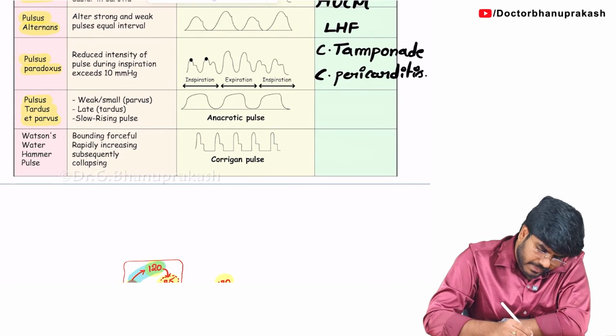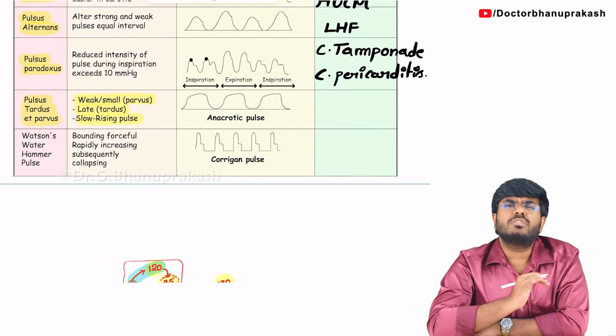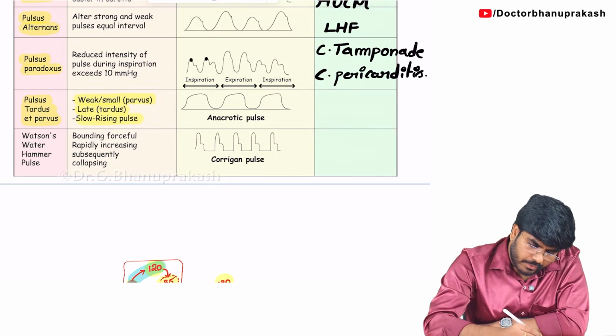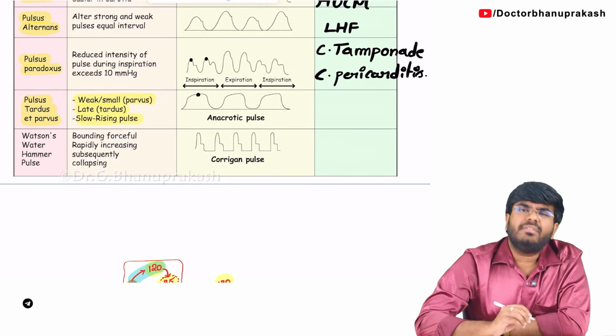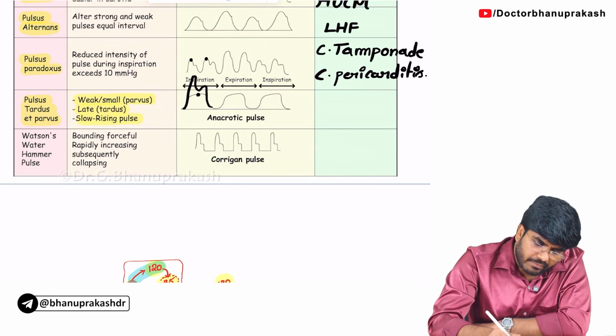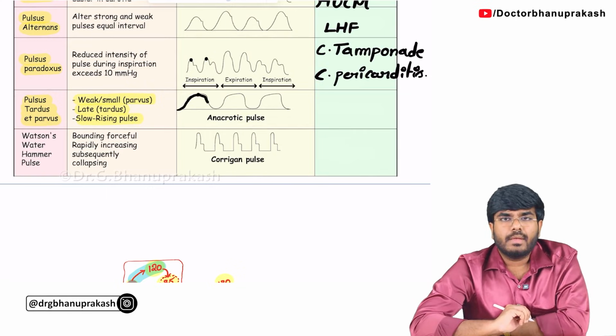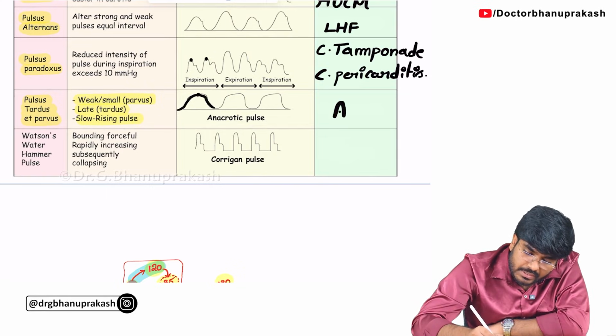See here, it's a weak pulse. Weak, slow rising pulse. First of all, weak pulse and slow rising. You can see it's a very weak pulse. The pressure is not rising. First of all, it's a weak pulse and slow rising. The rise is also slow. It is seen with aortic stenosis.